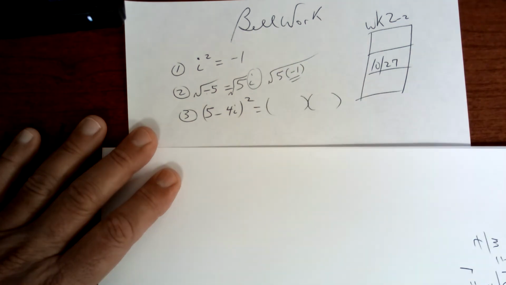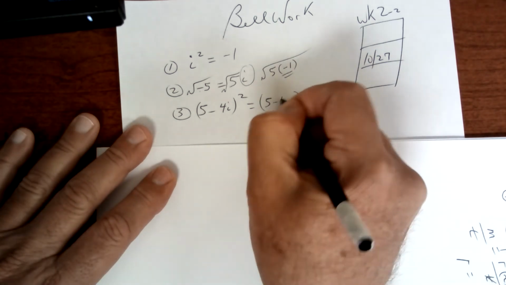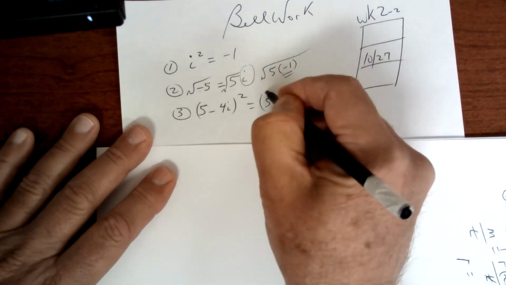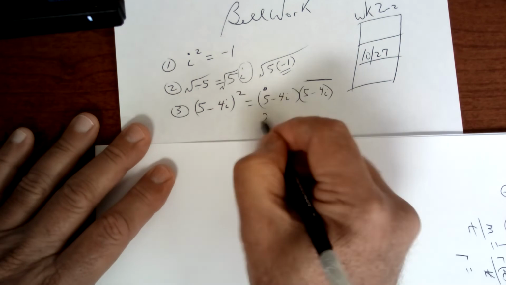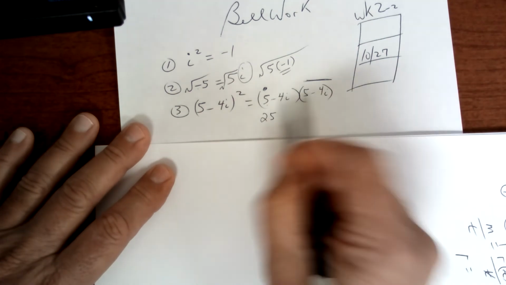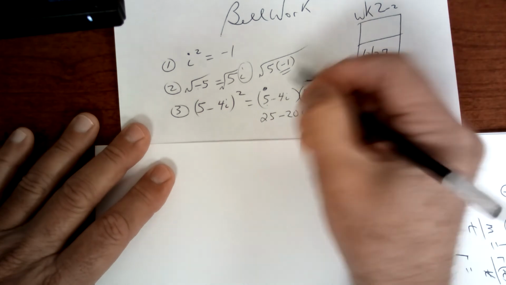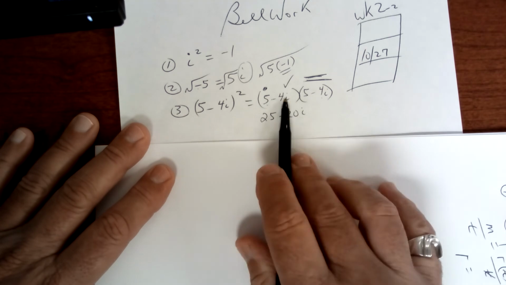Okay? All right, this one right here, it's FOIL, so you're going to write it twice. And then you're going to take this one to both of these. So 5 times 5 is 25. 5 times that is a -20i. And then you go to this one to both of these. So that's going to be -20i.